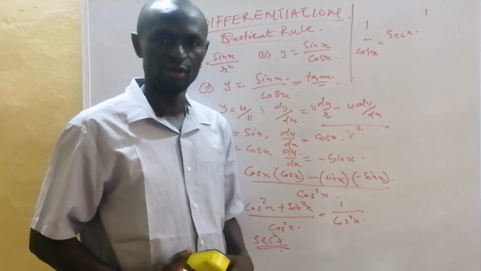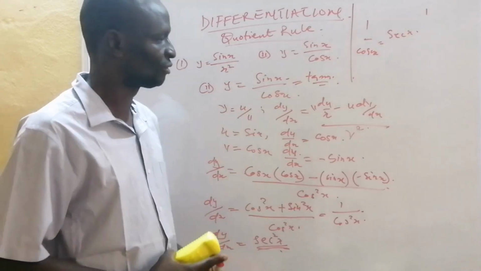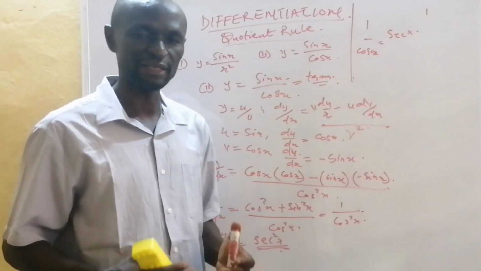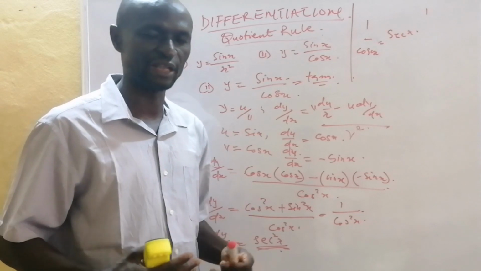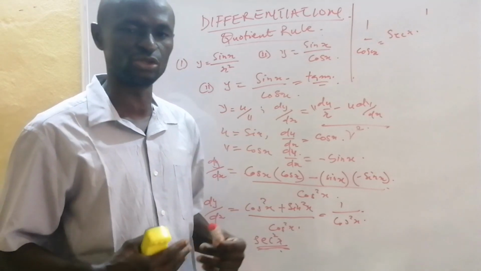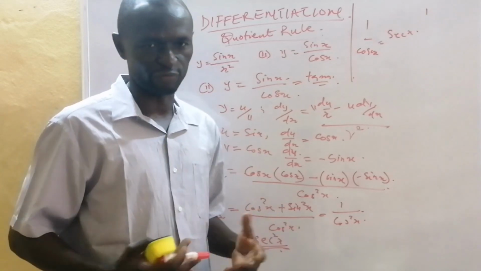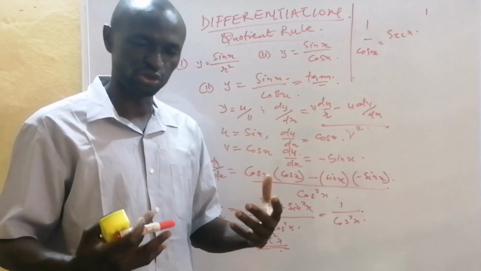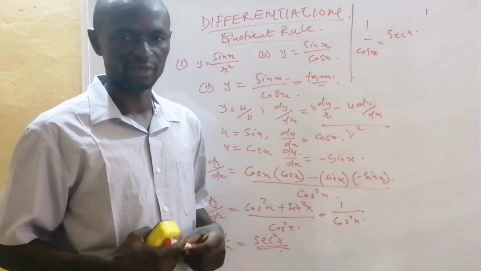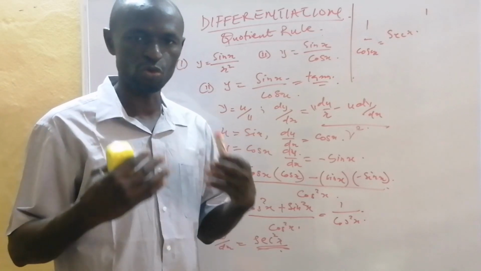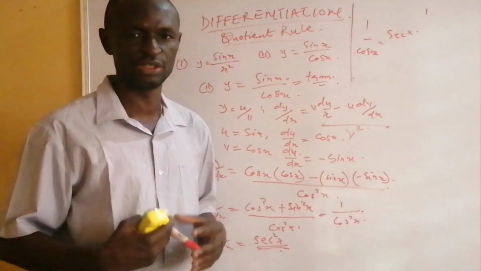With this, we've tried our hands on quotient rule. In our next lesson, we'll try our hands on further examples relating to quotient rule, product rule, function of a function, and also trigonometry in calculus. And later on, we would explain trigonometry in full.